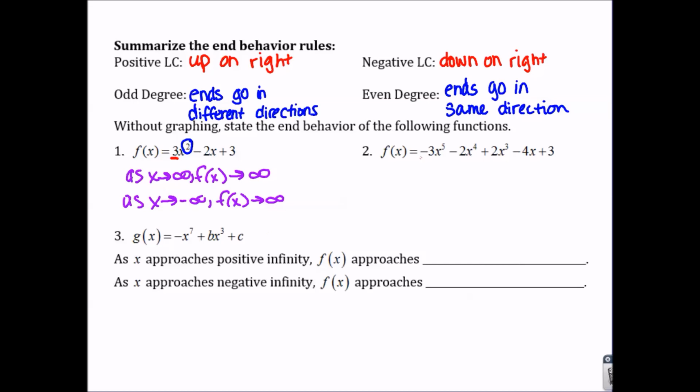The next example has a negative leading coefficient and an odd degree. So this means that it's going down on the right, so we can go ahead and write that out. It's going down on the right, and then since it's an odd degree, the ends are going in opposite directions. So that means the left side is going up.